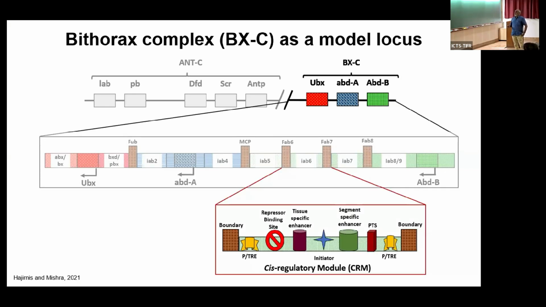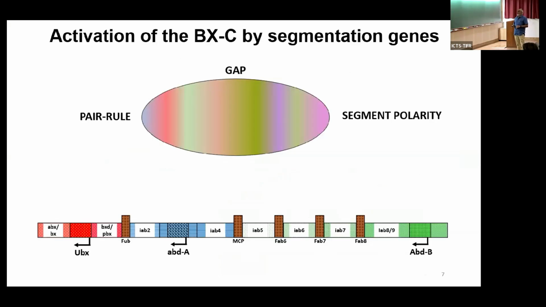Each of these cis-regulatory modules contains memory elements, or Polycomb response elements or Trithorax response elements, repressors, tissue-specific enhancers, segment-specific enhancers, promoter targeting sequences, and so on. Lots of these things. This is just a cartoon to show that they are quite rich regulatory domains, and they regulate the homeotic genes in a way which is shown in this fly.